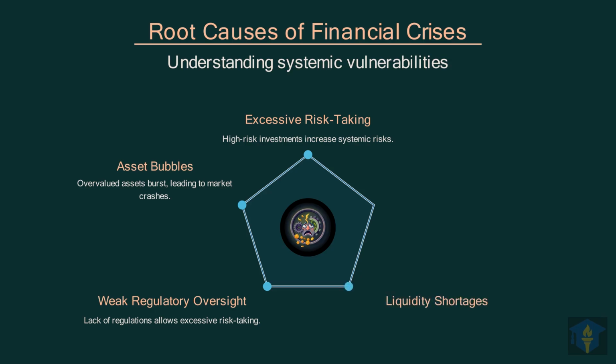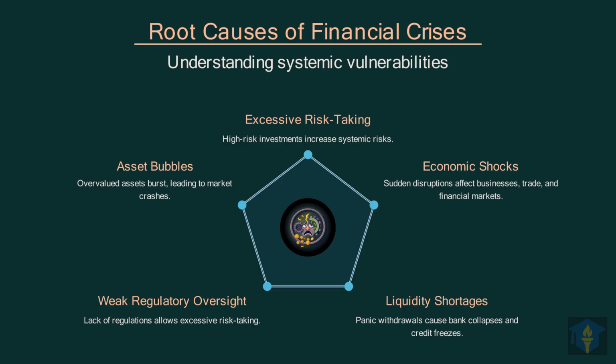Liquidity shortages represent another serious cause, where financial institutions suddenly lack enough cash to meet their obligations. Panic withdrawals can quickly cause bank collapses and widespread credit freezes, severely impacting economic activity. Finally, external economic shocks can act as catalysts, triggering crises even in seemingly stable financial environments. These sudden disruptions can profoundly affect businesses, international trade, and the stability of global financial markets.